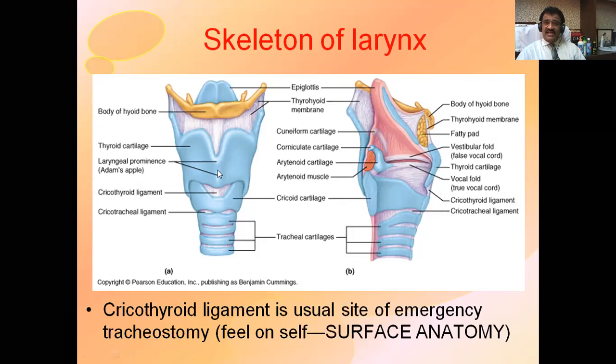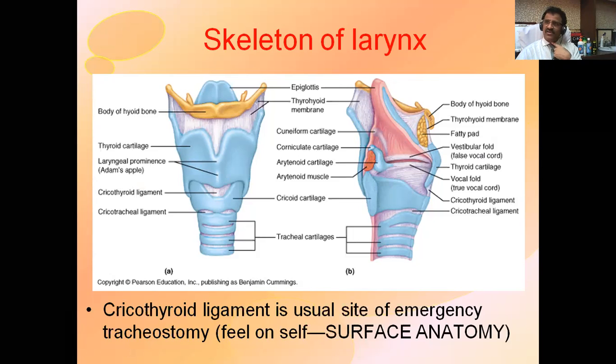And this thyroid cartilage has an eminence here, and this eminence is quite prominent in males. I can see it on my neck. This is the eminence. We call it the laryngeal prominence, or you can also call it the tip of the thyroid cartilage. But in common language, it is also called Adam's apple.